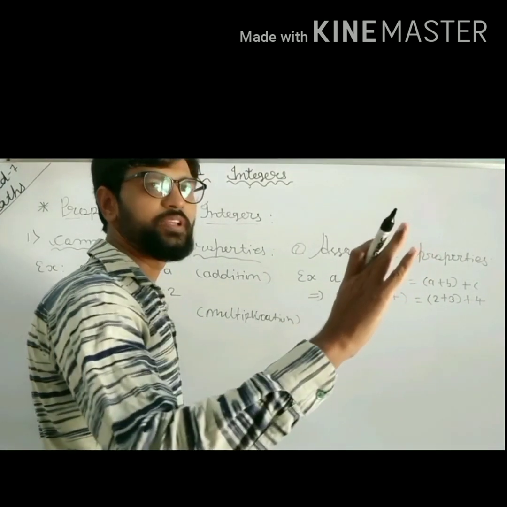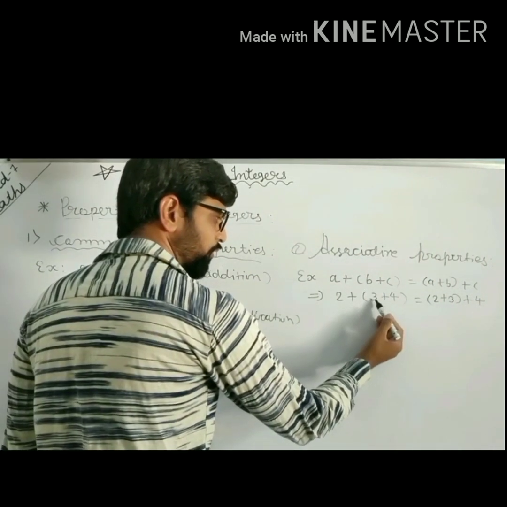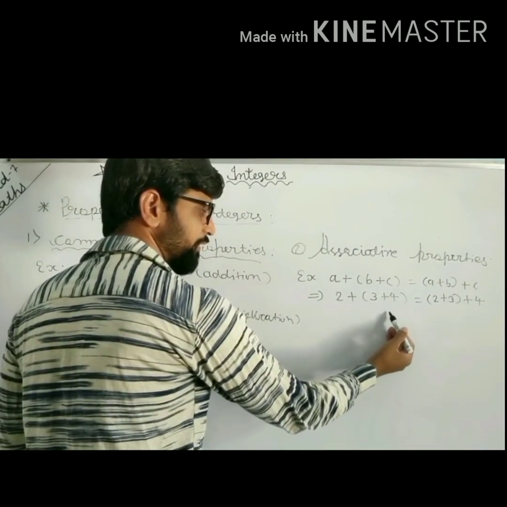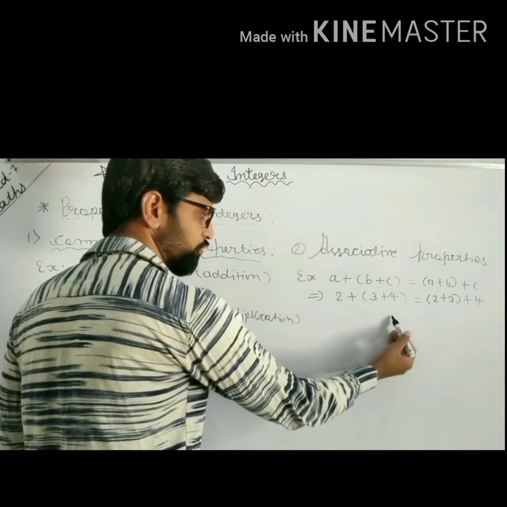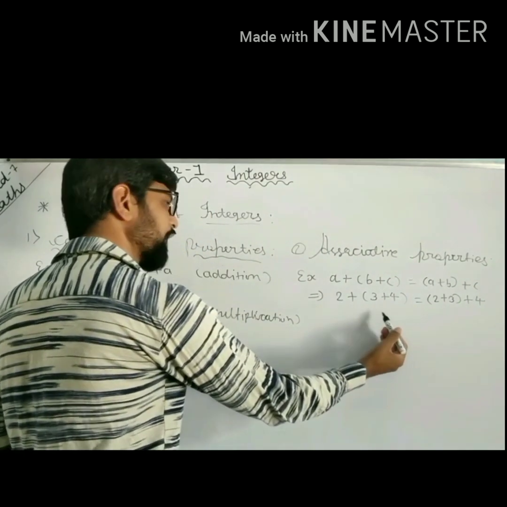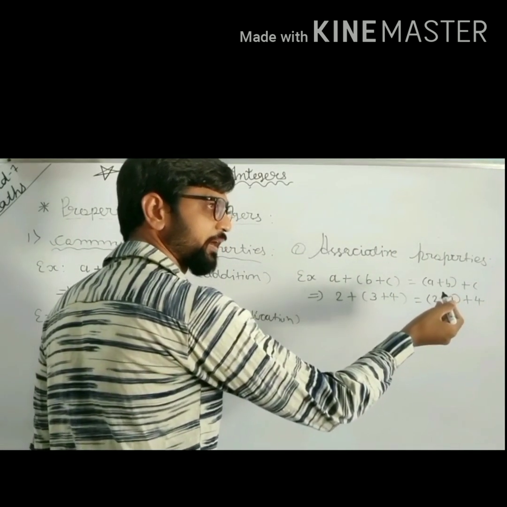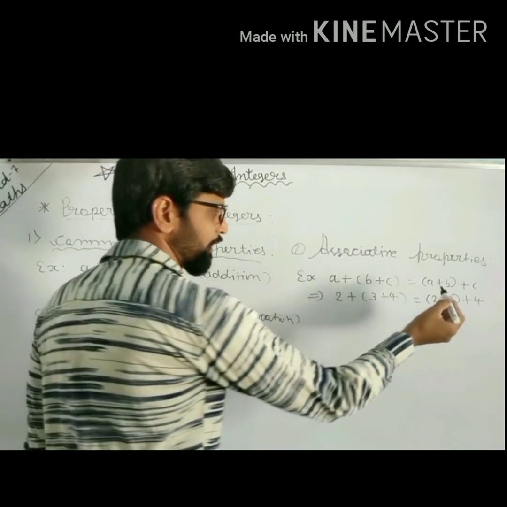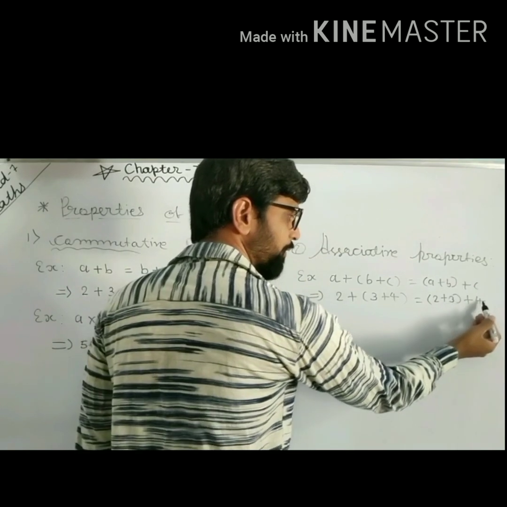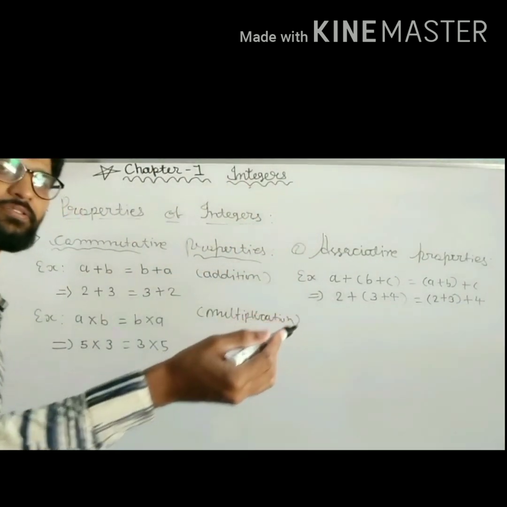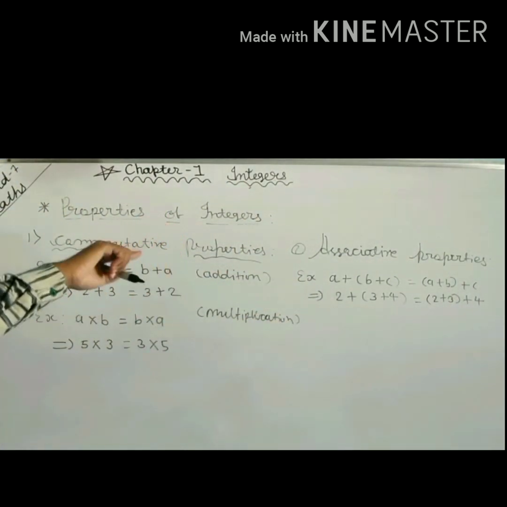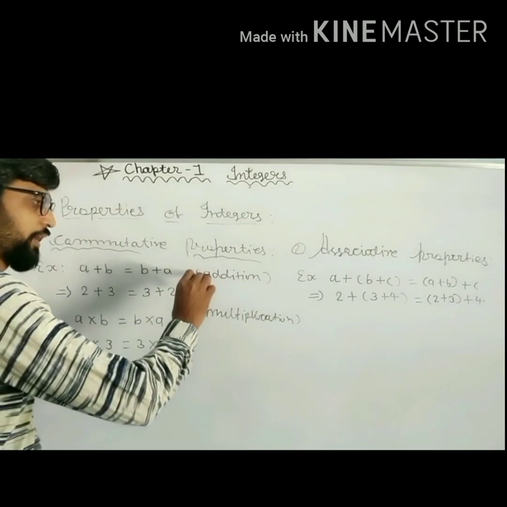What is the importance of this? If we add both the numbers 3 plus 4, what will be the answer? 7. 7 plus 2, what will be the answer? 9. If we are changing the bracket, even then the answer will be the same. 2 plus 3 means 5. 5 plus 4, definitely 9. So this is the associative property of integers of addition.